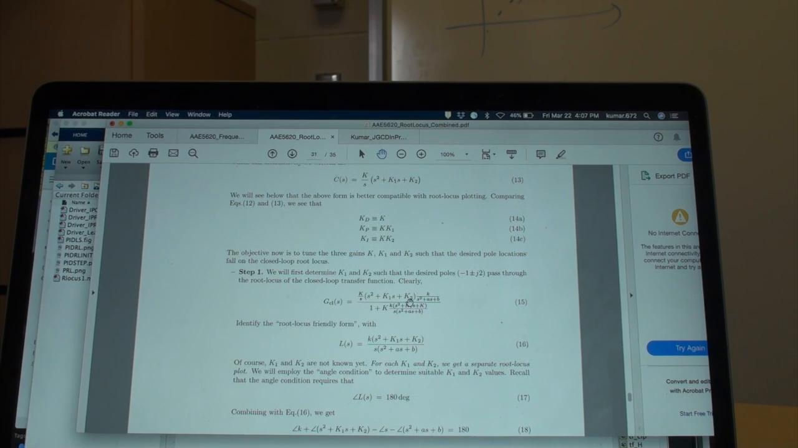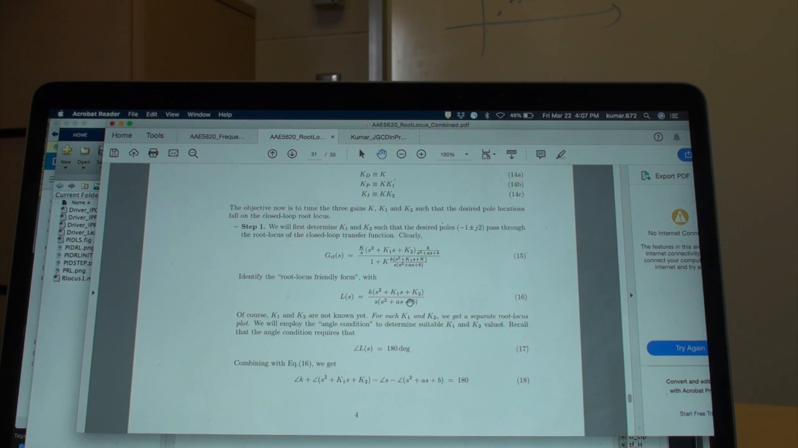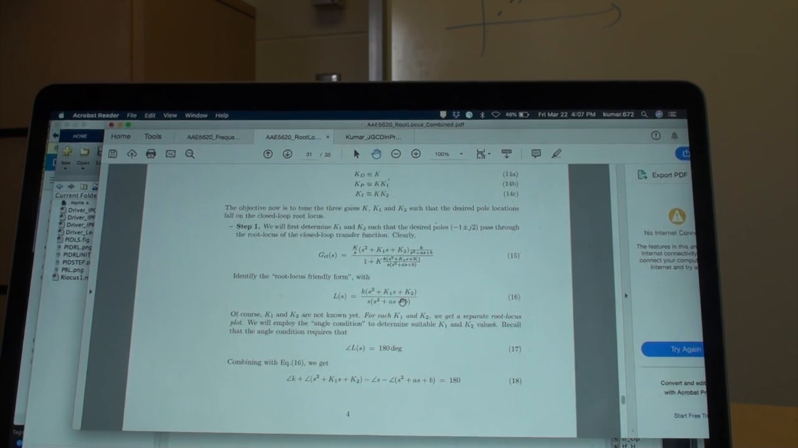It turns out there is really just one condition that is relevant here, the so-called angle condition for drawing the root locus. That's what I have used here, and I'm going to have to refer you to your undergraduate textbook to brush up on that. That's equation 17.